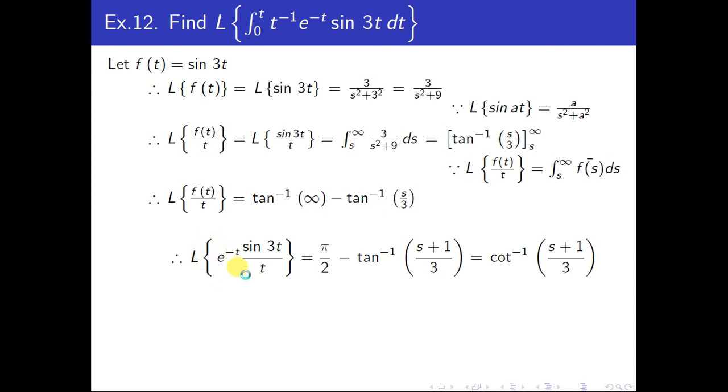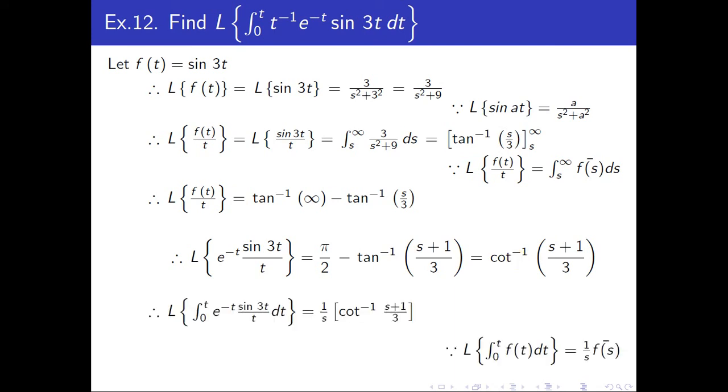Now let us apply the exponential, that is the first shifting property. We will get e raised to minus t, so here s will be replaced by s plus 1. Pi by 2 minus tan inverse of s plus 1 by 3 is nothing but cot inverse of s plus 1 by 3. So, Laplace transform of integration from 0 to t of e raised to minus t sin of 3t by t dt is equal to 1 upon s cot inverse of s plus 1 by 3, by the formula Laplace transform of integration from 0 to t f of t dt is equal to 1 upon s f bar of s.